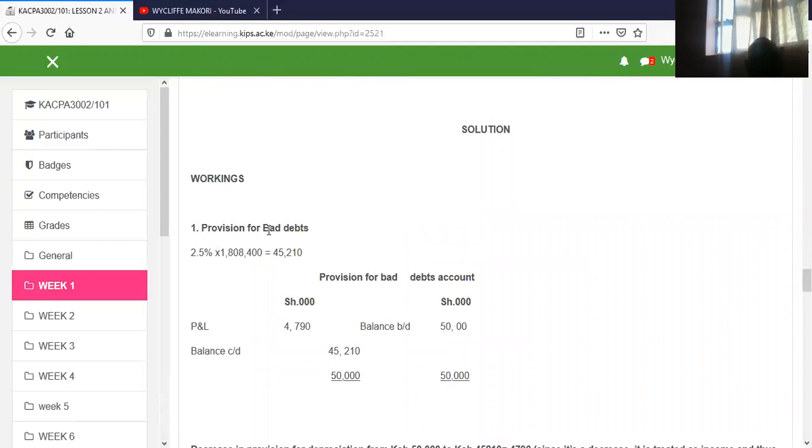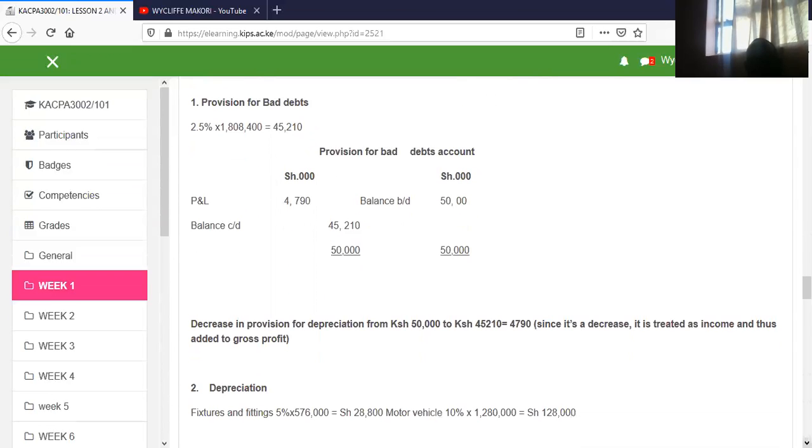First, start with the provision for bad debts, and you are told it is 2.5% of the debtors. If you calculate 2.5% of the debtors, you get this figure. Once you get that figure, and at the start of the year, they were 50,000, then you need to do an adjustment and get that this figure now, 4790, is an increase and should be considered as an expense at the end of the financial year.